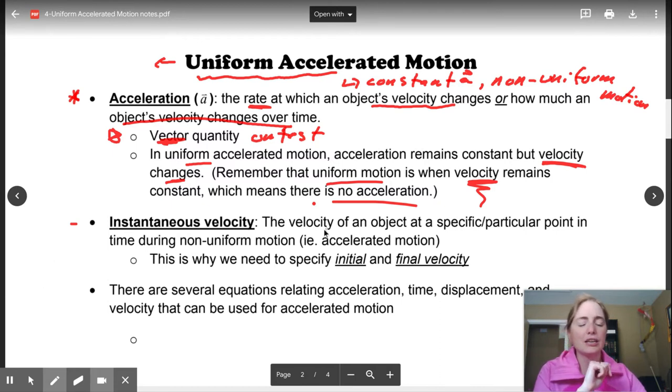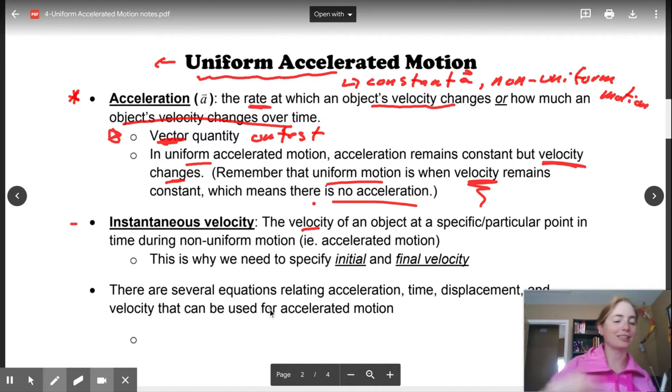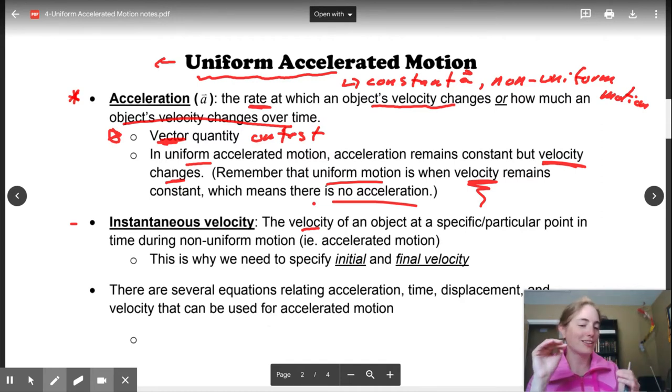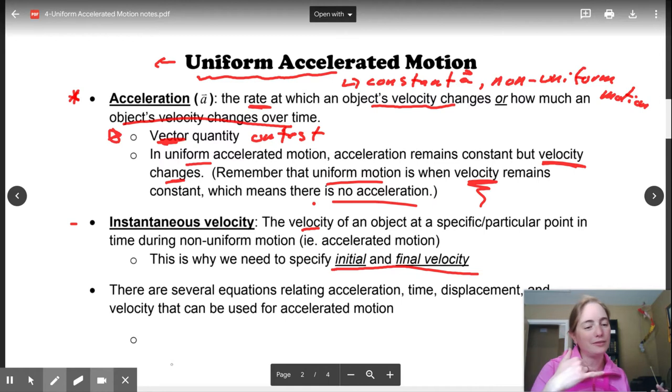All right. Instantaneous velocity, something we use a little bit in Physics 20, not a ton. But it's just the velocity of an object at a particular point in time, at a very specific moment. So if you're accelerating and you want to know how fast you are going at a specific point in time, that's the instantaneous velocity. So that's why we always need to specify our final velocity and our initial velocity when we're looking at acceleration, because our velocity changes, right? Final at a specific point, initial at a specific point, we got to use those two differences. Okay?